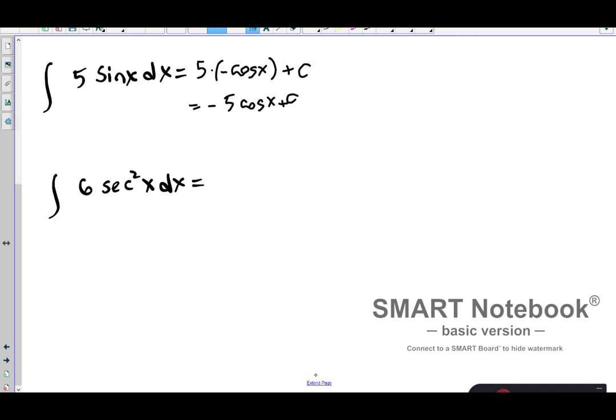Similarly, for the example at the bottom, let's think about a function whose derivative is secant squared. That would be tangent, right? And let's take the 6 out. So this is the same as 6 times the integral of secant squared x dx, and that turns out to be 6 times tangent x plus c.